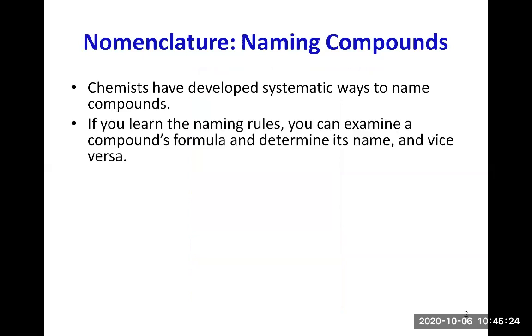If you learn the naming rules, you can examine a compound's formula and determine its name, and vice versa. If you know the name, you can retrieve the formula. This way there is no mistake; there is only one name for one formula.